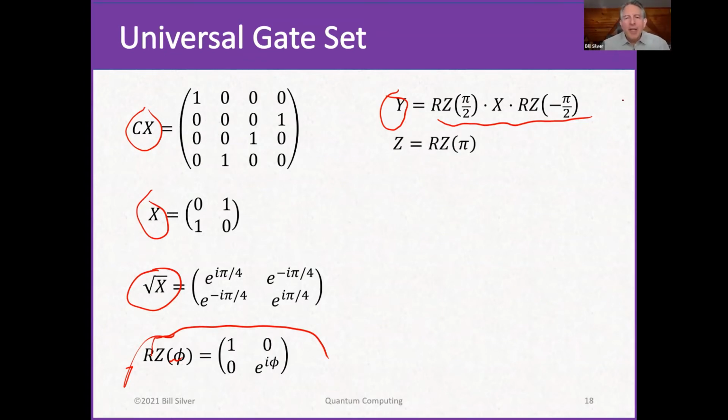I can make a Z gate by simply using the RZ with a parameter of pi. I can make a Hadamard gate like this. All right, it's not obvious why that works, but you can work out the details if you feel like it. And see that it does indeed create a Hadamard gate.